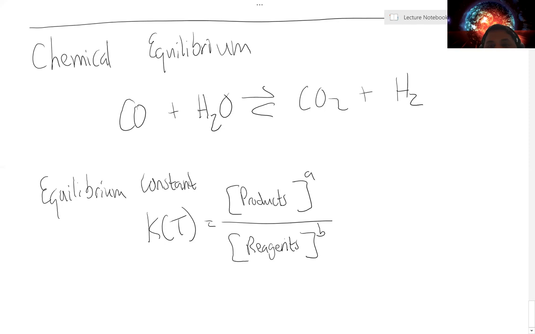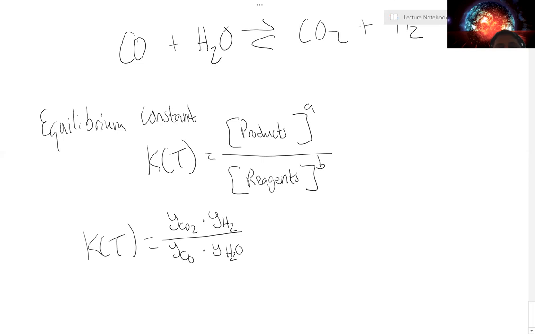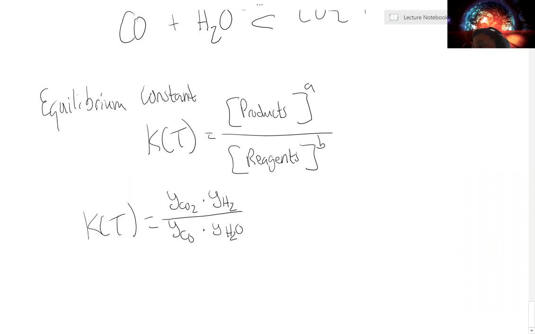So for example, in this water gas shift reaction, I would say K sub T is equal to CO2. We could do it in concentrations. A lot of times we just do it in terms of mole fractions. So I can write yCO2 times yH2 over yCO times yH2O. And keeping in mind, the K is going to be a function of temperature. So oftentimes you're either told the K or the temperature or given an equation for K as a function of temperature and you have to solve it.